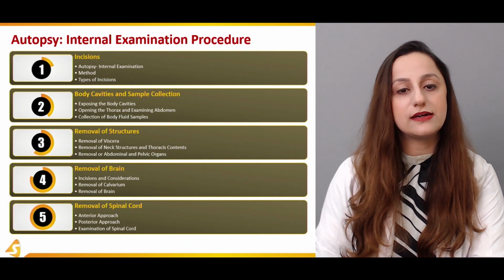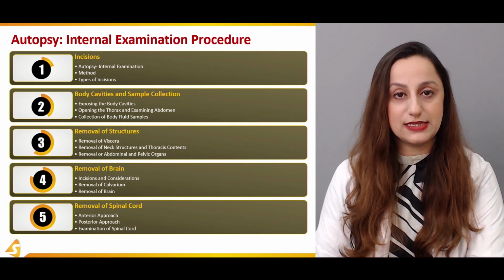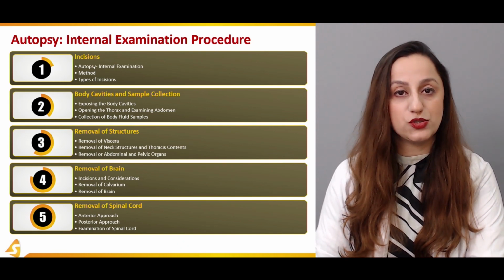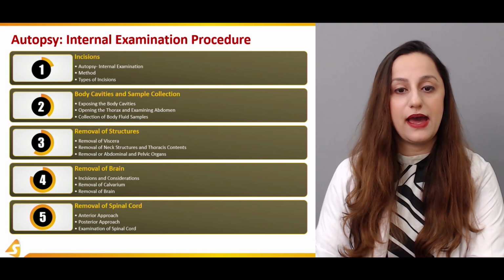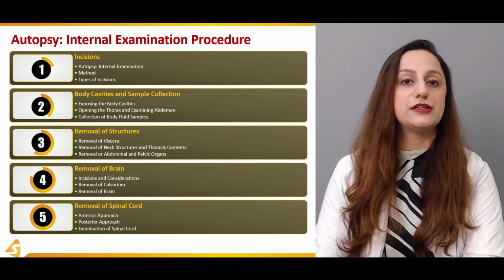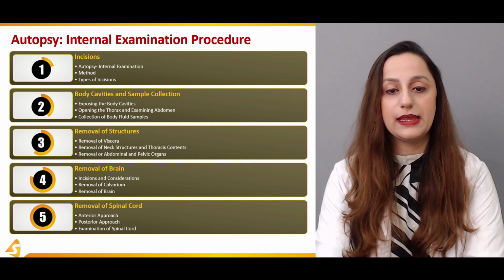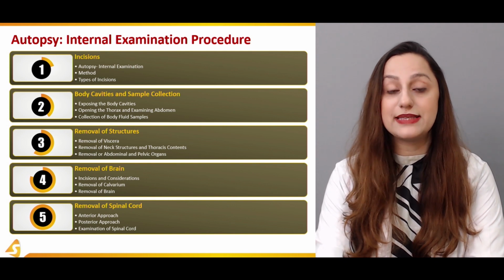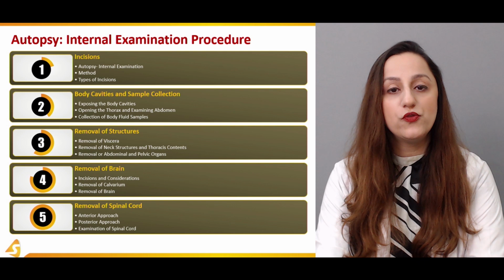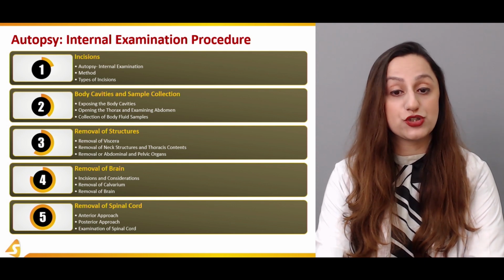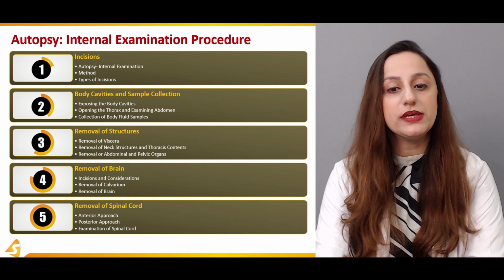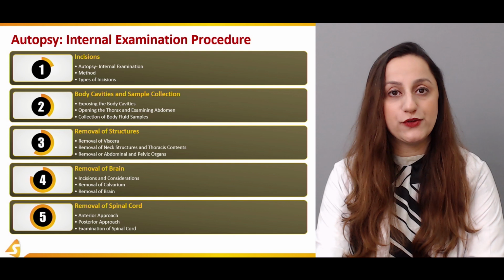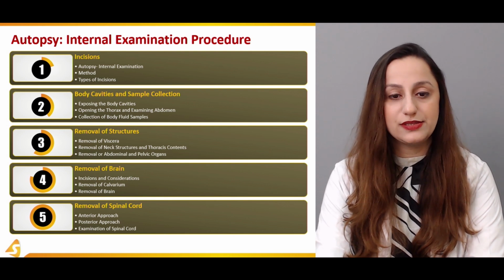Now, the first section will be dealing with the incisions, the autopsy of the internal examination, the methods that we regard while performing the autopsy procedures, and the types of incisions that we give in different situations. The second section relates to the body cavities and the sample collection in particular. Moving on, we'll be discussing the exposure of the body cavities, opening the thorax, and how we examine the abdomen. The collection of the body fluid samples will be discussed in the second section.